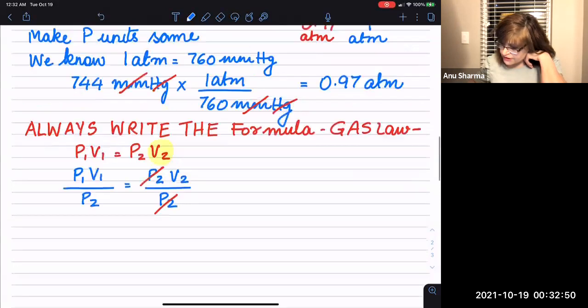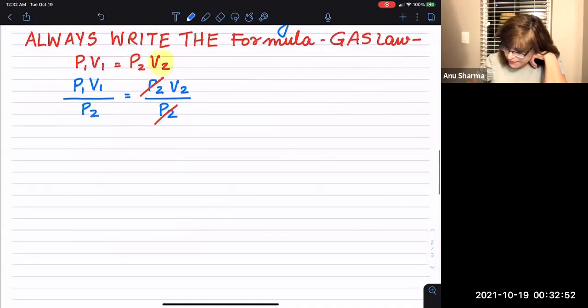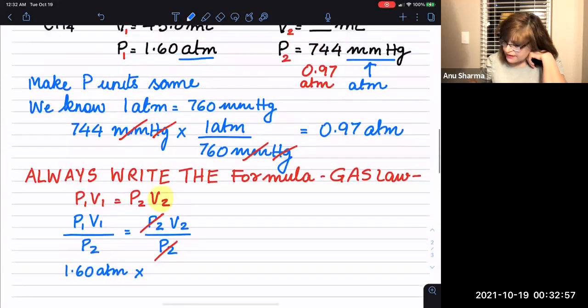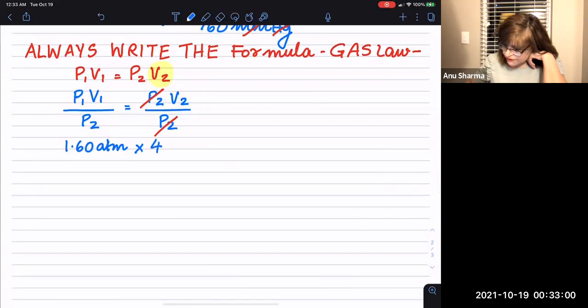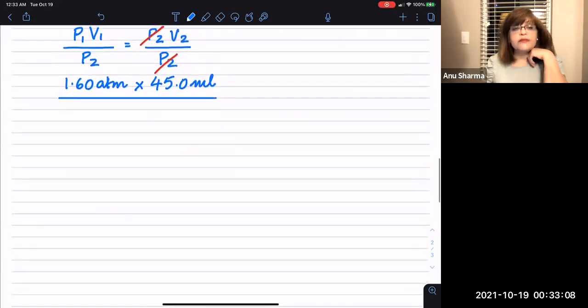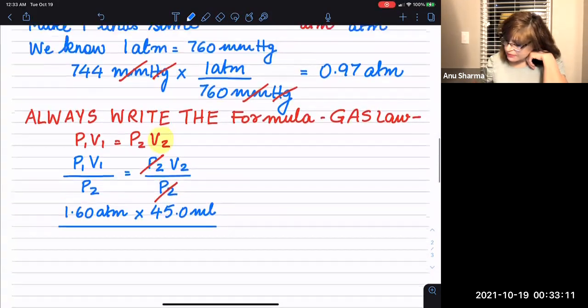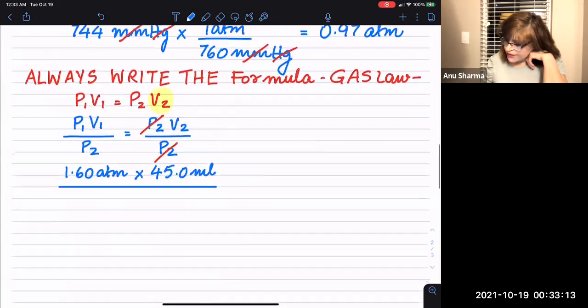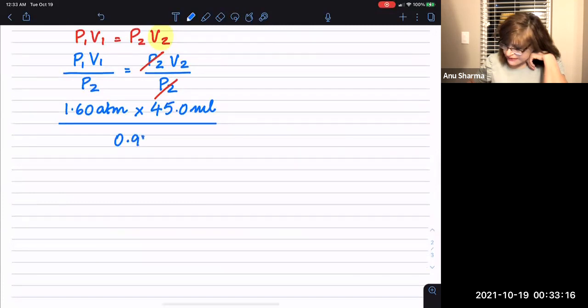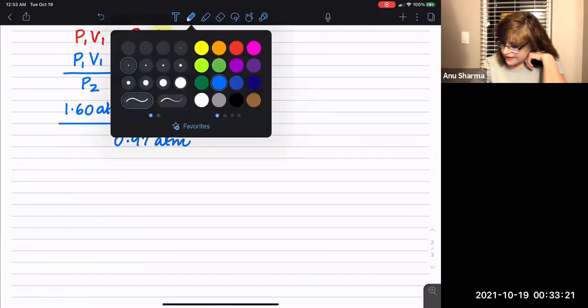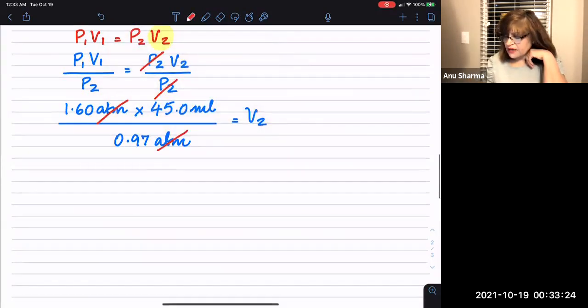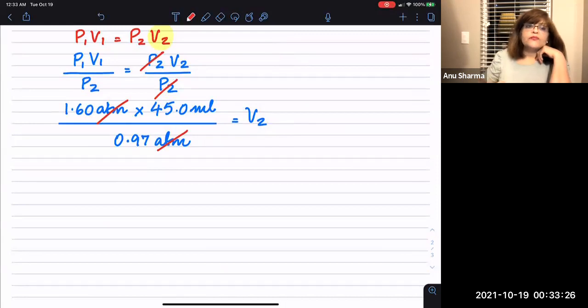So just plug in the numbers. P1 was 1.60 ATM, multiplied by V1. The V1 was 45.0 milliliters. Ideally you should be converting it, but since the question just wants you to answer in milliliters, don't change it. Then comes the P2. P2 is 0.97 ATM, and that is equal to V2. So here we see that ATM and ATM cancel out, and you're just left with the units of milliliters.